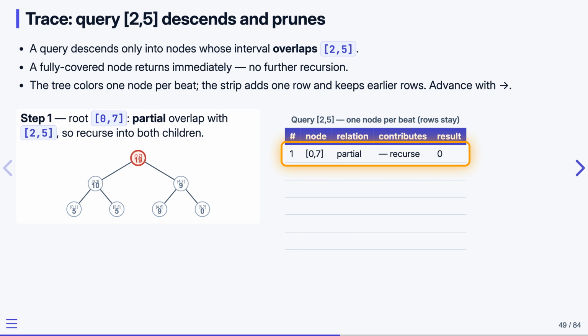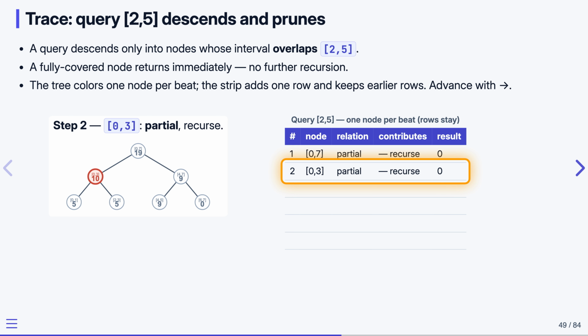Let's query the range 2 to 5. We start at the root, which covers 0 to 7. It only partly overlaps 2 to 5, so it is a partial node. We cannot use it directly. We must go into both of its children. First child, the node 0 to 3. It also partly overlaps 2 to 5, so it is partial too. We go one level deeper.